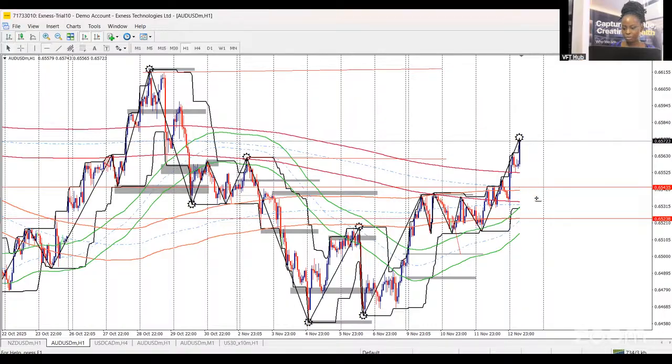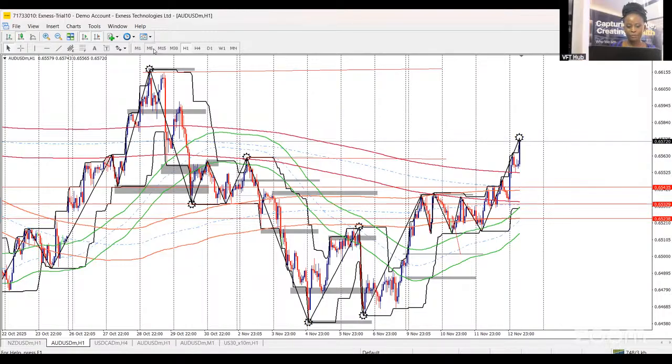I have 3 POIs on this time frame: 0.65435, 0.65329, and 0.65238. And these are the zones I'm looking out for to see retracements. Look at that, there's also a fair value gap, which just happens to coincide with a resistance that cannot be a support. So these are multiple confluences around 0.65435.